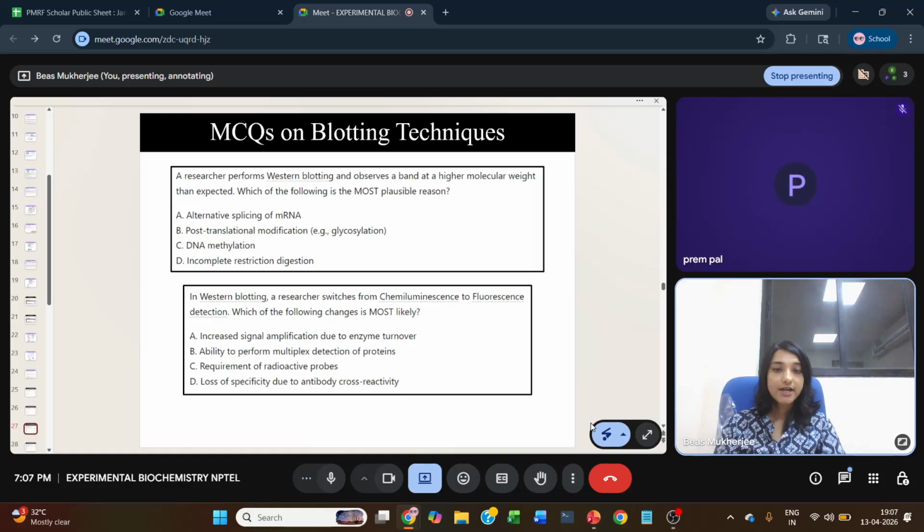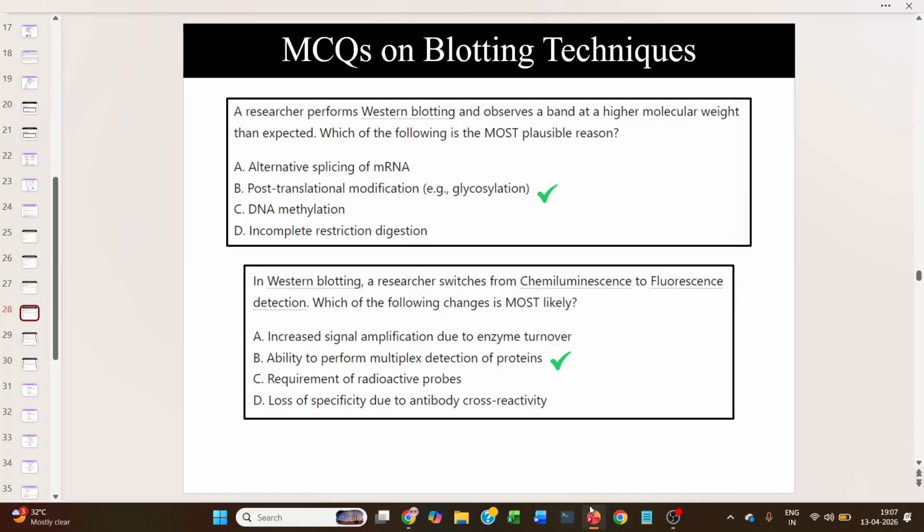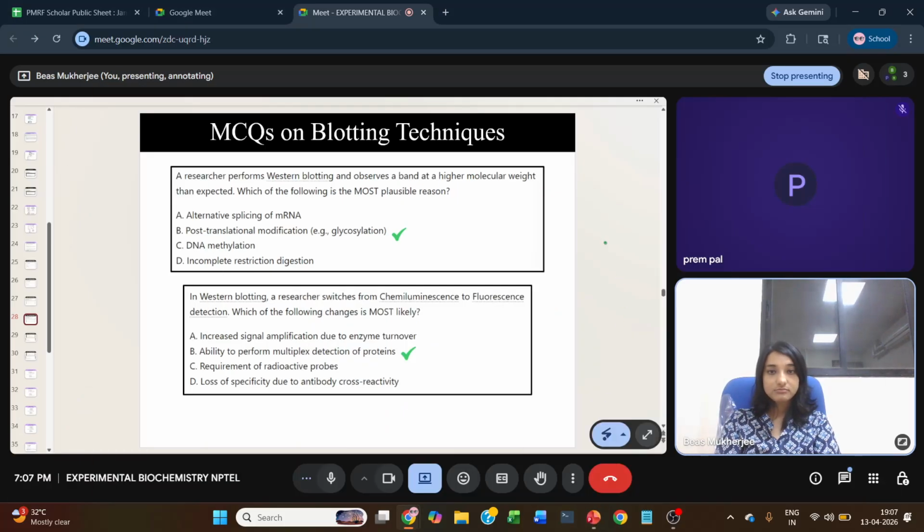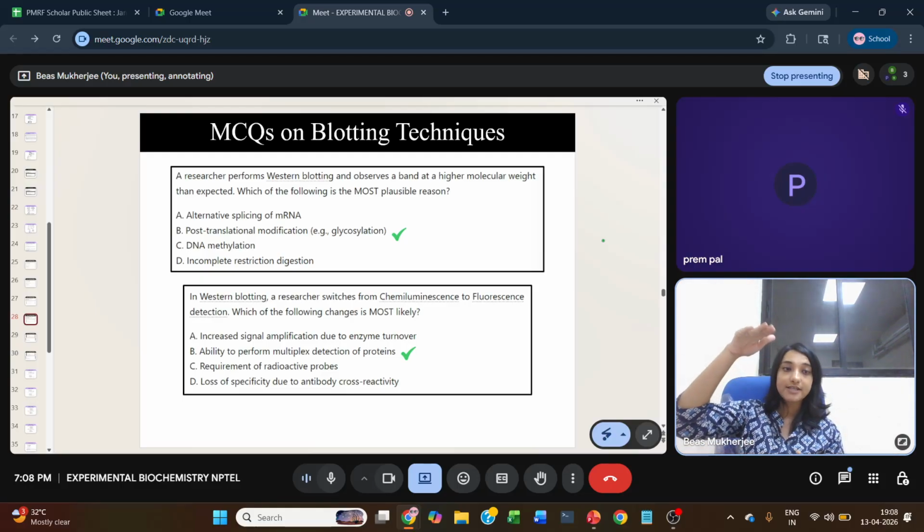So we will look at the right answers. Now, the first one, it is correct. Post-translational modification, for example glycosylation, will increase the molecular weight of the protein. So it is going to run higher than its expected place, right? So that is correct. What about the second one?